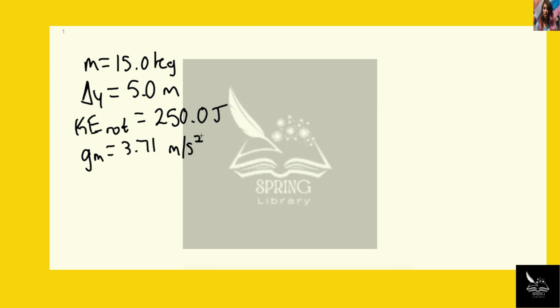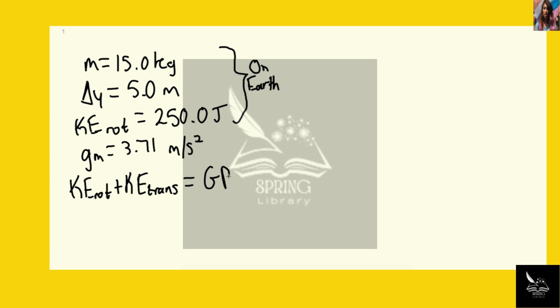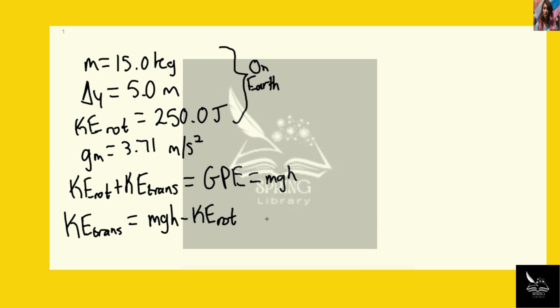At this point, we have the law of conservation of energy, and we should specify that this is on Earth. So we have the law of conservation of energy: the rotational kinetic energy plus the translational kinetic energy should equal the gravitational potential energy. And at this point, we can say that the translational kinetic energy is simply going to be equal to GPE, which is equal to mgh. So this would be mgh minus the rotational kinetic energy.